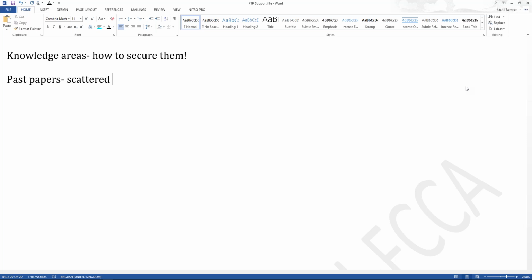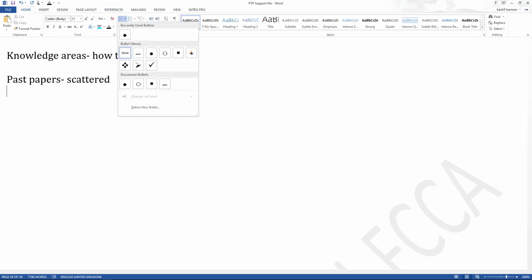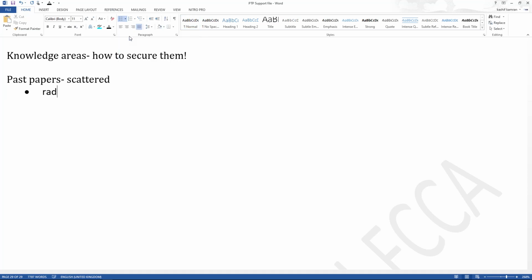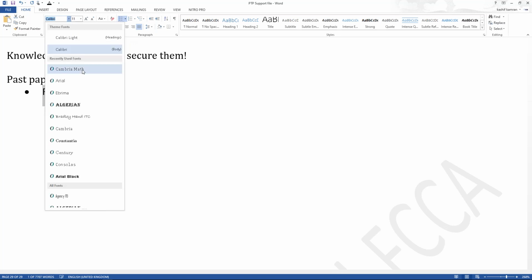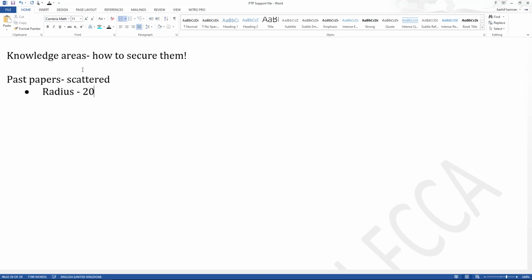For knowledge areas, the questions are so scattered, somewhere six, somewhere 10, somewhere two, somewhere four, and finding them is so difficult. I would prefer that you determine a radius of past papers, just 1 minute, that radius of past papers should be from 2014 exams to 2020 exams.